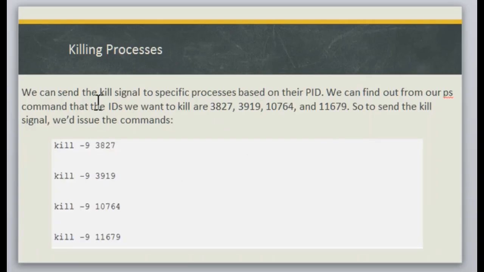So we can send the kill signal to specific processes based on their process ID, which we can find out via the jobs command or the ps command. We can find out from our ps command that the IDs we want to kill, and these are just examples that we see here below, are 3827, 3919, 10764, and 11679. So to send them kill signals, we'd issue the commands below.